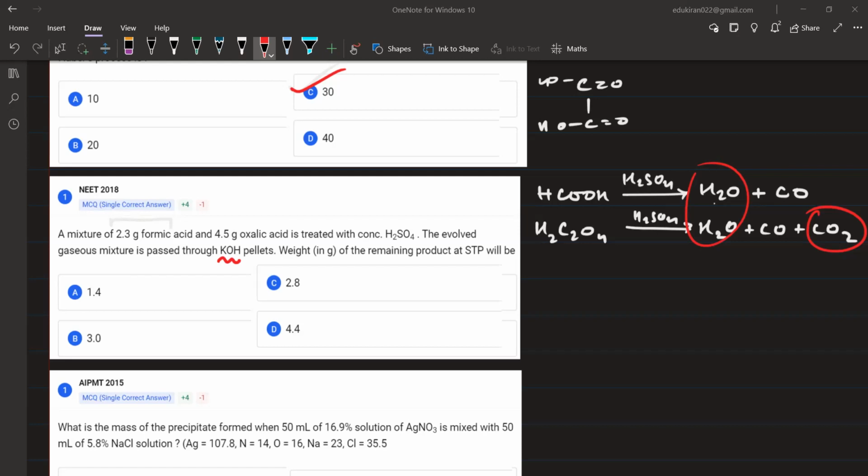Is this clear? Yes or no? Basically, KOH जो absorb करेगा ना, वो carbon dioxide को absorb करता है, and water will be absorbed by H2SO4 itself. ठीक है? Basically ये दोनों चीजें क्या हो जाएंगी, निकल जाएंगी. So you have to see how many moles of carbon monoxide you are going to get. First of all, balance this and then tell me.